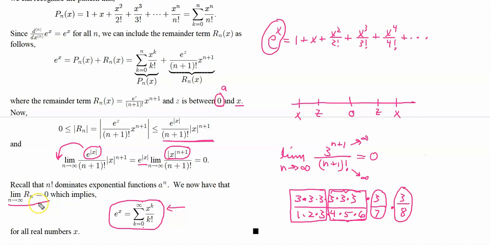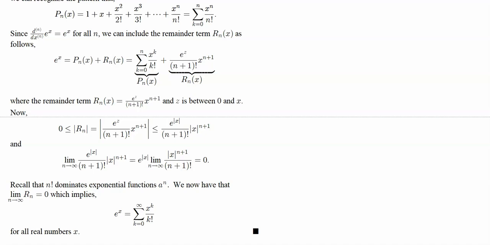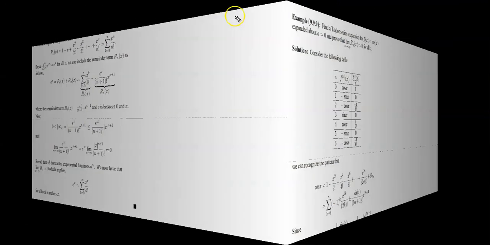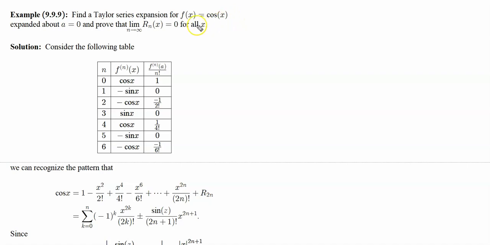Let's take a look at another example. Now in this example, we want to find a Taylor series expansion for the cosine function expanded about 0, and we want to prove that the remainder term also goes to 0 for all x. So to construct the nth degree Taylor polynomial first, remember we create this table. Now in the second column here, notice that we have our nth derivative of the cosine function.